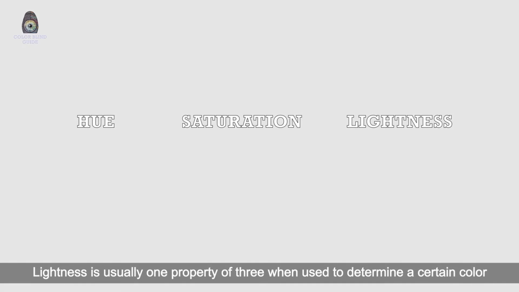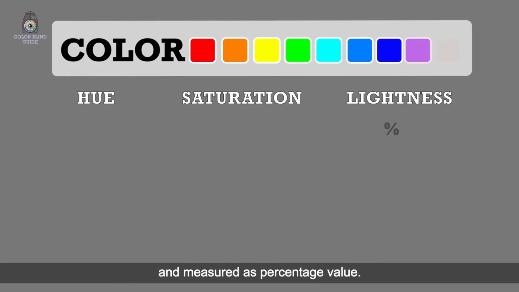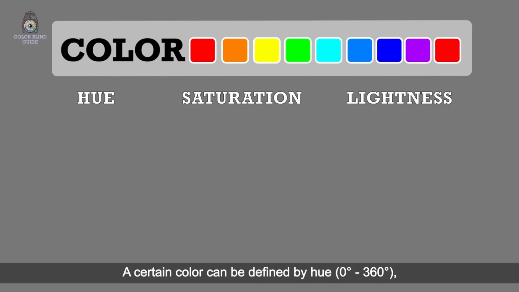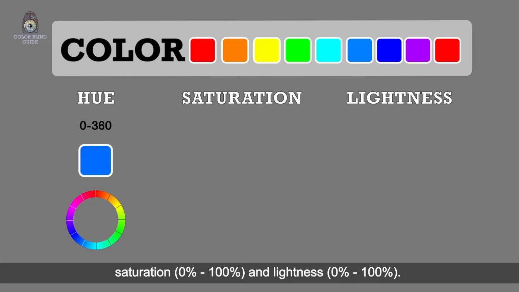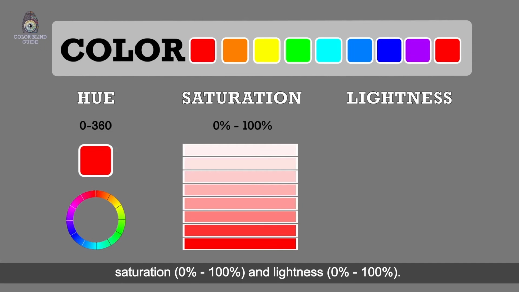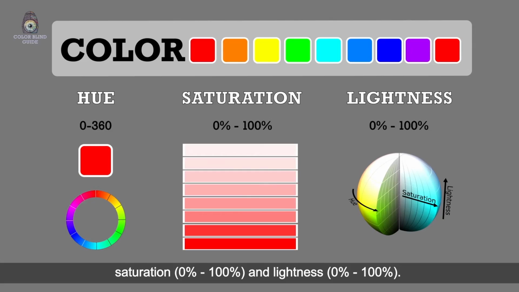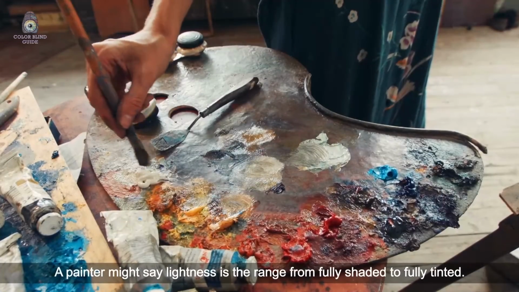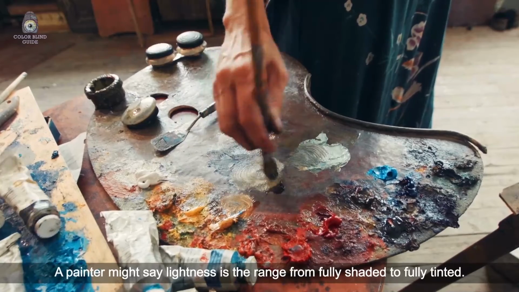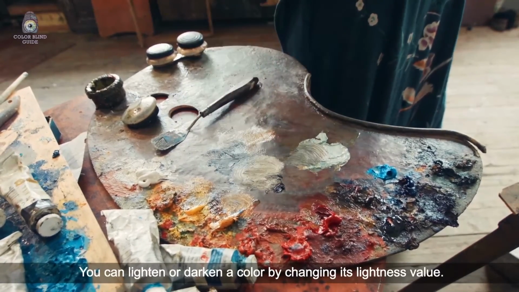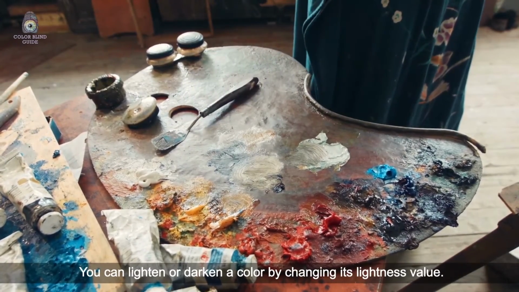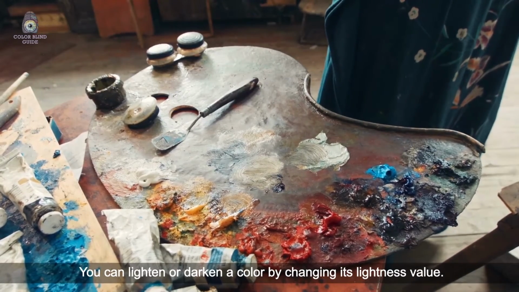Lightness. Lightness is usually one property of three when used to determine a certain color and is measured as a percentage value. A certain color can be defined by hue from 0 to 360 degrees, saturation from 0 to 100%, and lightness from 0 to 100%. A painter might say lightness is the range from fully shaded to fully tinted. You can lighten or darken a color by changing its lightness value.